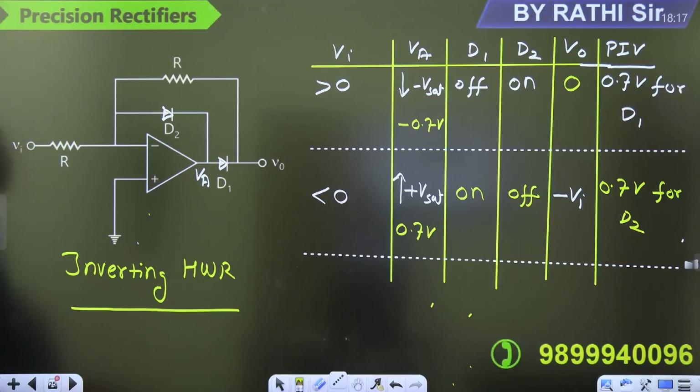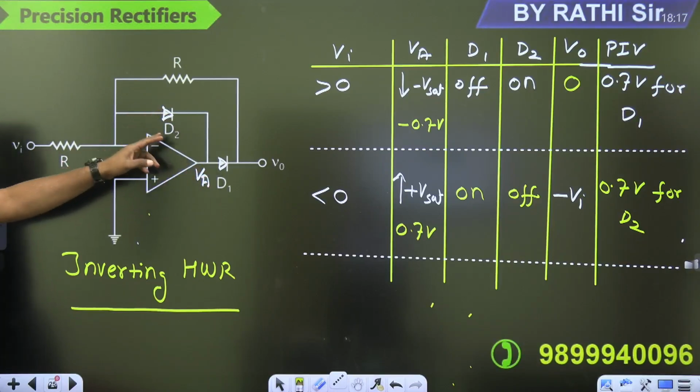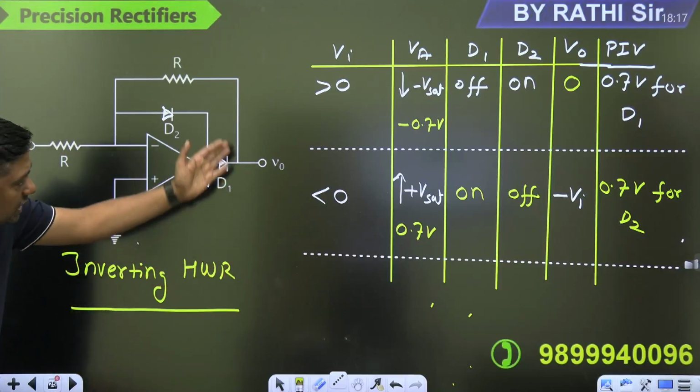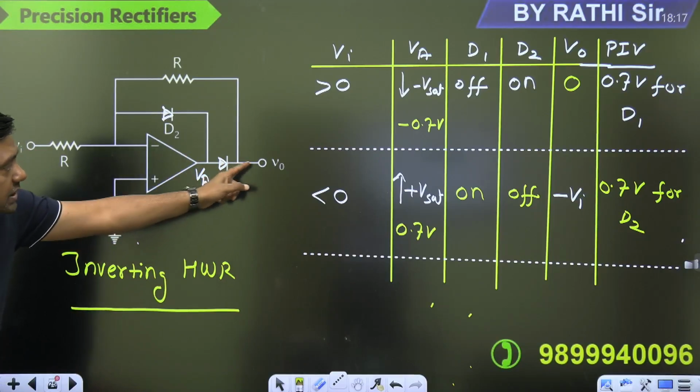So this is a proper table. Practice it like that. What is the voltage? If it is positive, it is negative. Negative, diode D1 is off, D2 is on. There is no current through the RL. If RL is not given, no problem. You can connect RL. If this diode is off, there is no output.